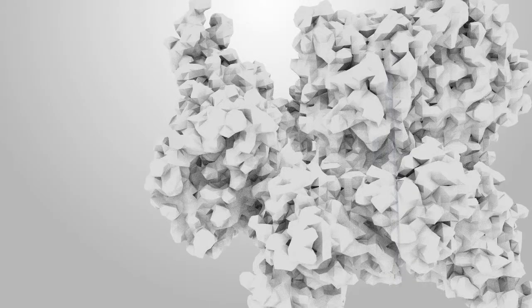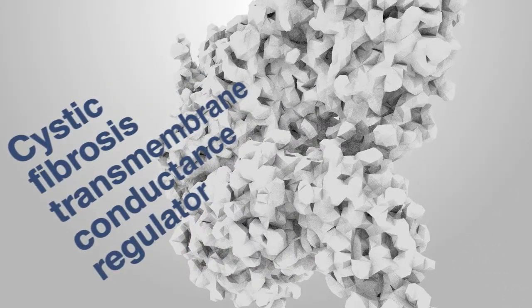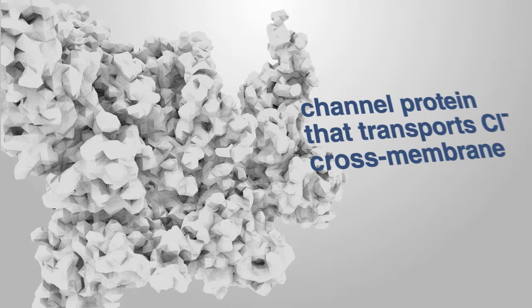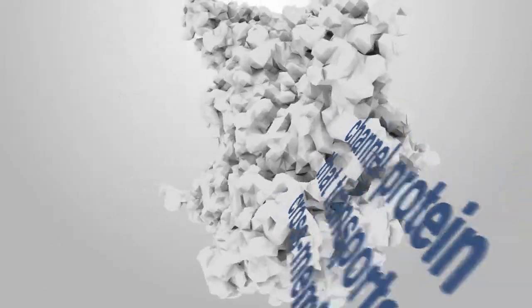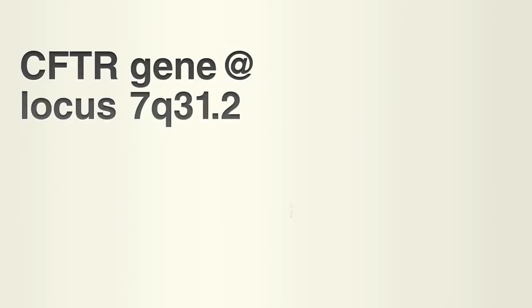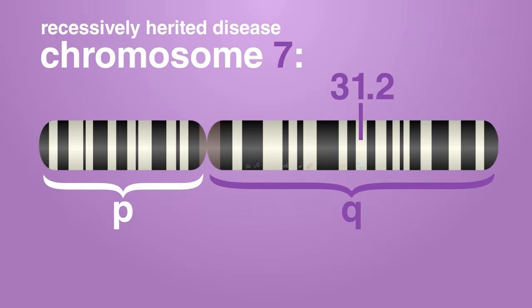The protein malfunction implicated in cystic fibrosis is the cystic fibrosis transmembrane conductance regulator, or CFTR. CFTR is a channel protein that transports chloride ions across the cellular membrane of epithelial cells, such as those lining the lungs and pancreas, among other organs. As it controls the flow of ions, it can also control osmotic potential and can affect water flow across the membrane. The gene that codes for the CFTR protein is located at locus 7q31.2, which means that it is located on chromosome 7, the q, that is the long arm, and band 31.2.